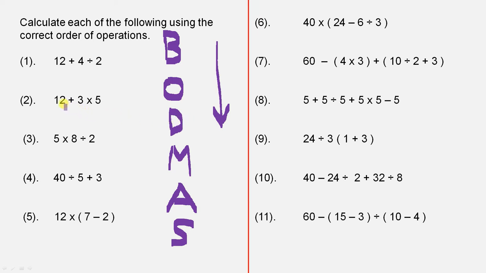Next one. 12 plus 3 multiplied by 5. We have addition and multiplication. So, which one comes first? Have a look. Multiplication comes first, so we do that first, because M is for multiplication. So you cannot do the addition first because multiplication comes first.